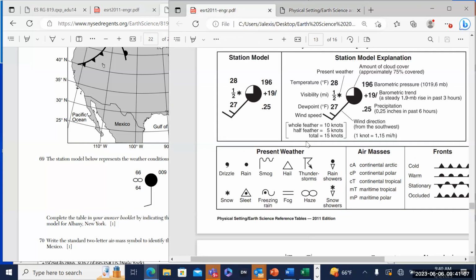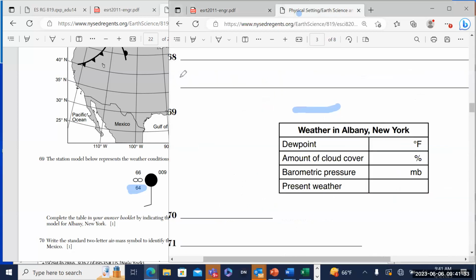On our reference tables, page 13, you'll notice that the dew point is located on the bottom left, right? And it's in Fahrenheit. So the number on the bottom left is going to be my dew point. So when I'm looking right here for the question, my dew point is going to be 64 degrees Fahrenheit.